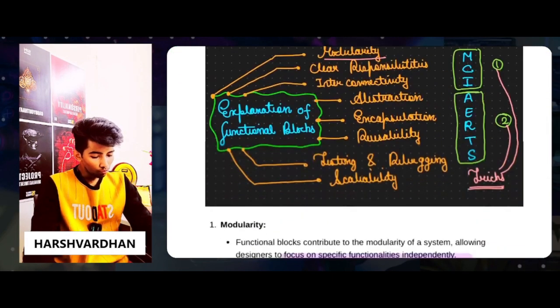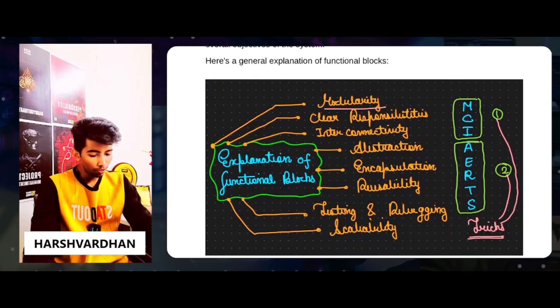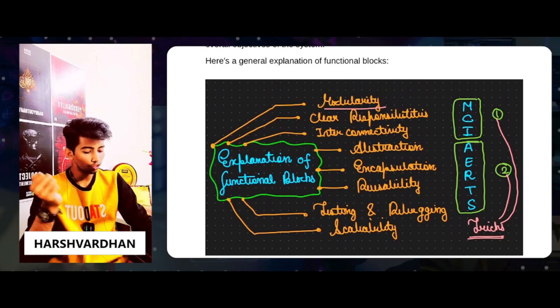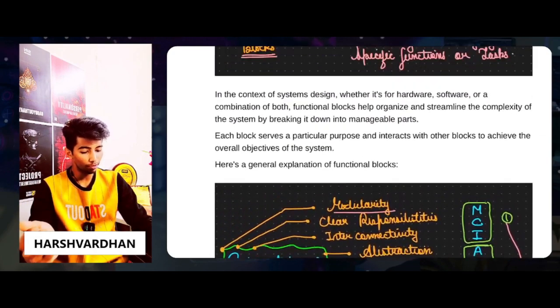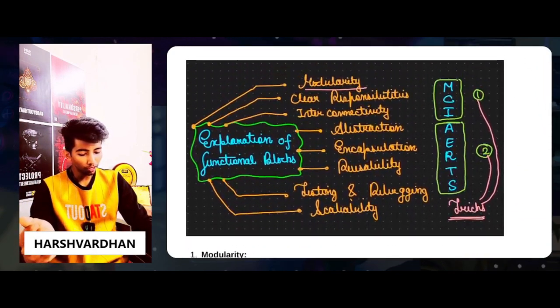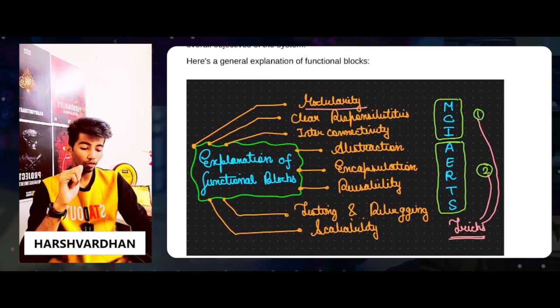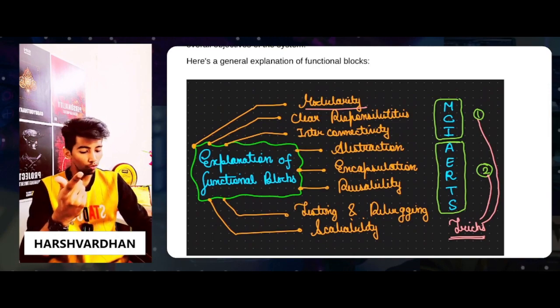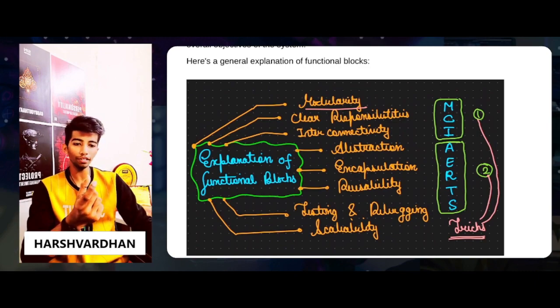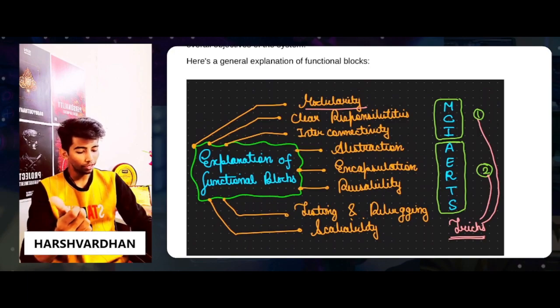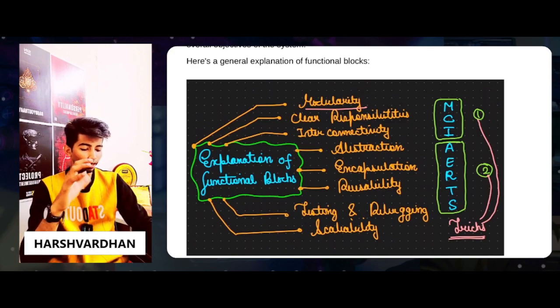This thing you have already studied. Talking about the explanation, it contains modularity, interconnectivity, abstraction, encapsulation, reusability, testing and debugging, and scalability. This is the detailed explanation of functional blocks. They stand for modularity of a system, with clear responsibility given to each functional block. Interconnectivity, abstraction, encapsulation, reusability, testing and debugging, and scalability are all there.